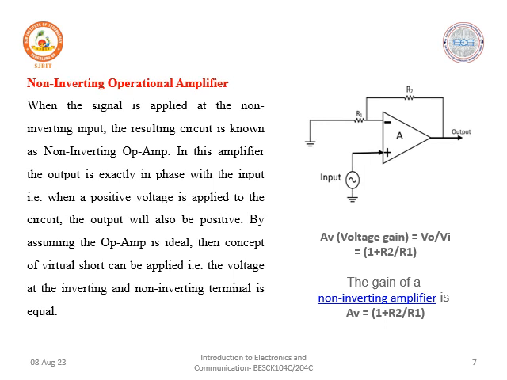Considering the non-inverting operational amplifier, when the signal is applied to the non-inverting input, as shown in the figure, it is called a non-inverting amplifier. In this amplifier, the output is exactly in phase with the input, which means the phase is not changed. When a positive voltage is applied to the circuit, the output is also positive. The operational amplifier is ideal, so the concept of virtual short can be applied, that is, the voltage at the inverting and non-inverting terminals is equal. AV is the voltage gain, equal to V out by V in, which we can represent as 1 plus R2 divided by R1. The gain of the non-inverting amplifier is AV equal to 1 plus R2 divided by R1.